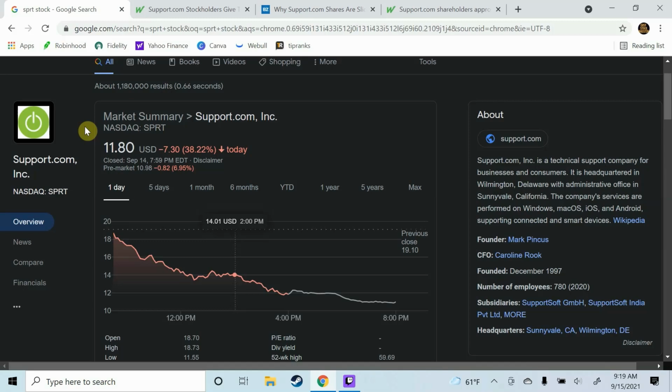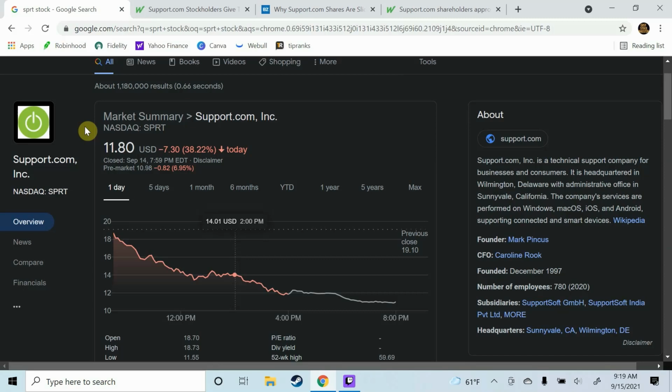I am very sorry to say this, guys, because I know a lot of you are very high on support.com and you had big dreams of where this thing could go. But for me, that time is officially over. The merger hype is over. And now that it has actually happened, everyone is selling the news.